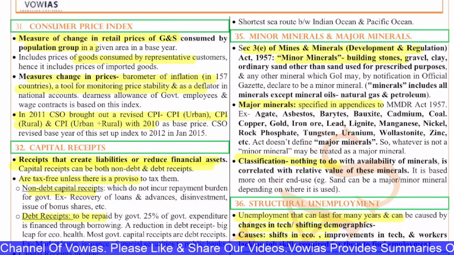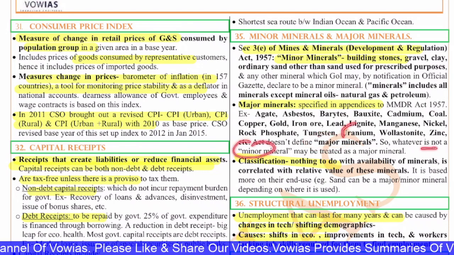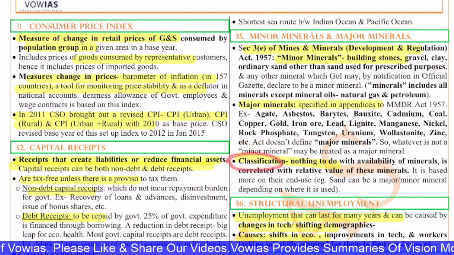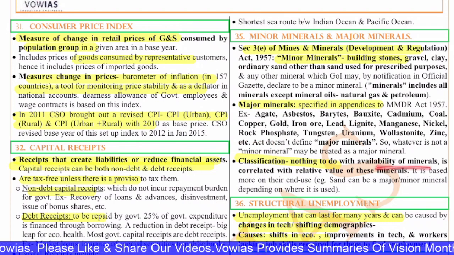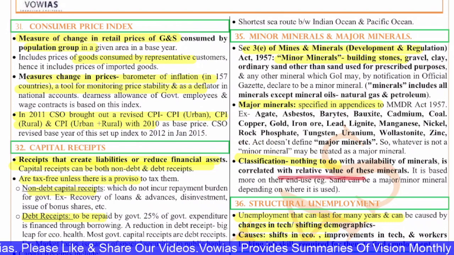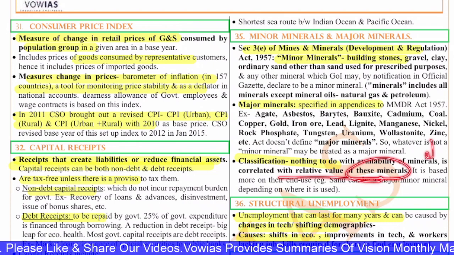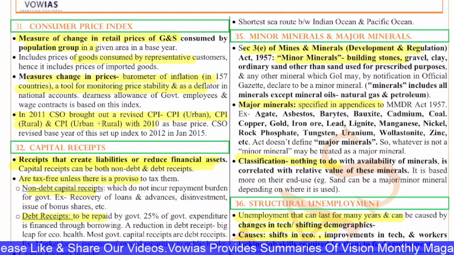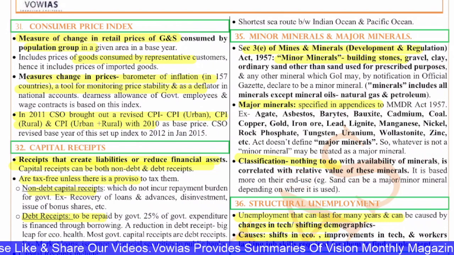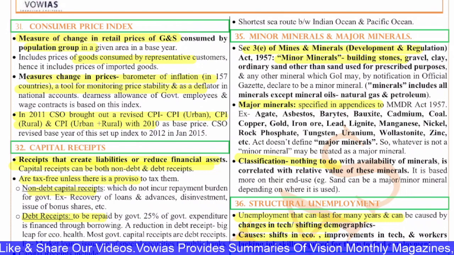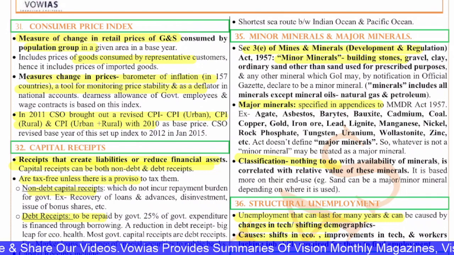So whatever is not a minor mineral may be treated as a major mineral. The classification, if you see, has nothing to do with the availability of minerals. It is correlated with the relative value of these minerals. It is based more on their end use. Example, sand can be a major or minor mineral depending on where it is used. Right.